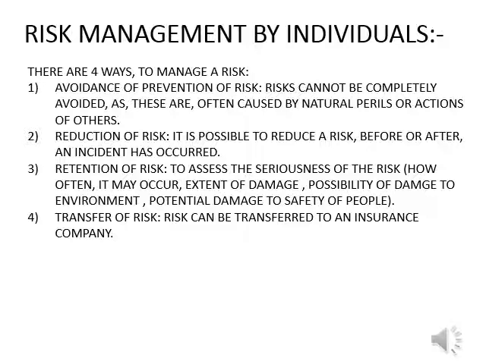One is avoidance or prevention of risk. Risk cannot be completely avoided, and these are often caused by natural perils or actions of others. For example, as a kid, your parents will say no, you should not use the motorcycle because it is risky. So they will not give you a motorcycle. They are trying to avoid the risk of accidents because of your age, and maybe your way of thinking, your way of looking at life, etc. But that is the avoidance of the risk.